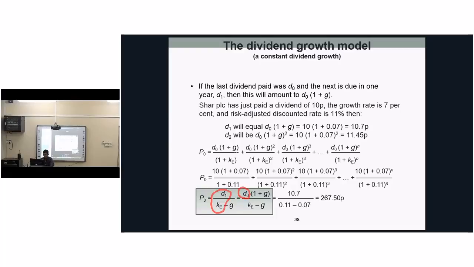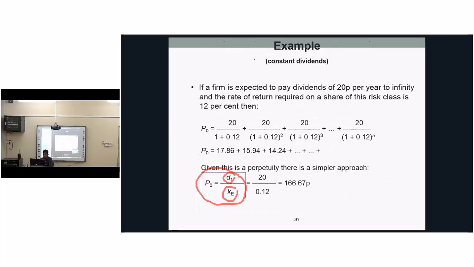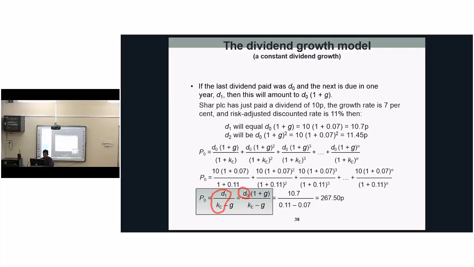Now it's different to the previous one because in the previous case the dividend is constant, but here you have a growth. So when you have a growth, obviously the value that you are expecting is also higher than with the previous method.